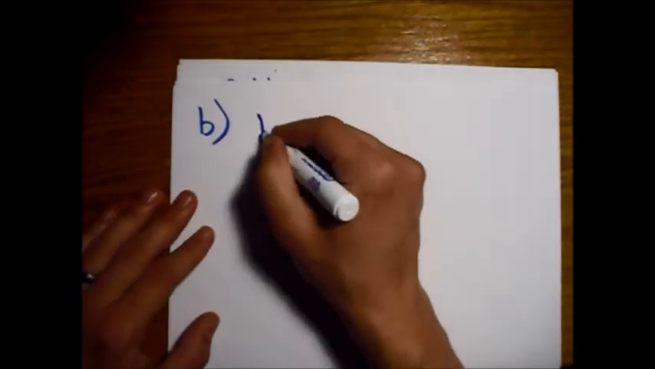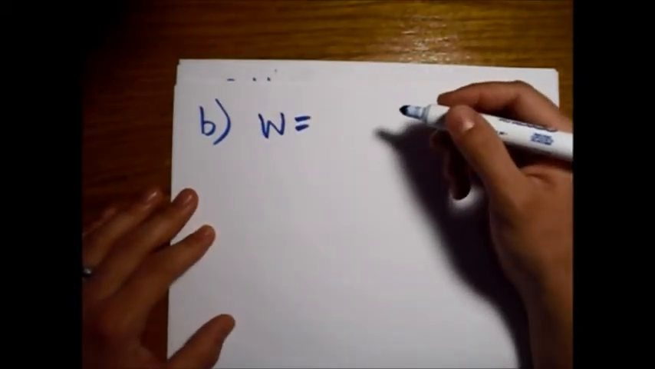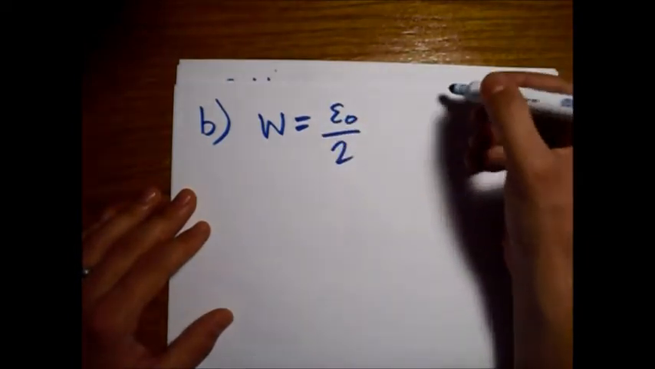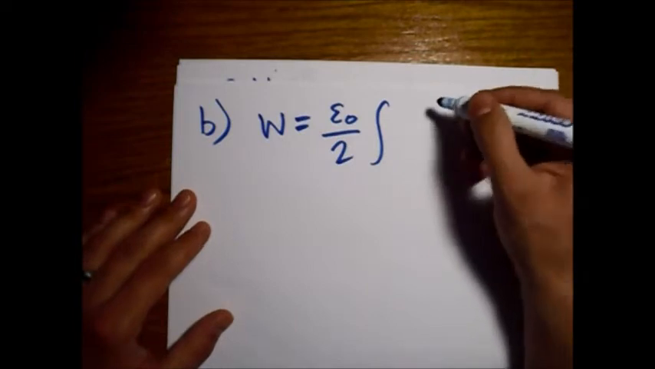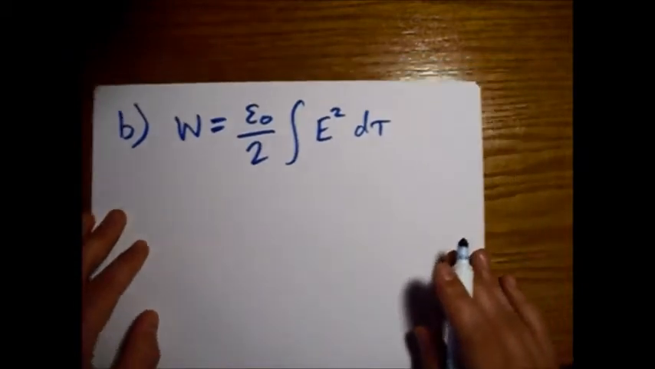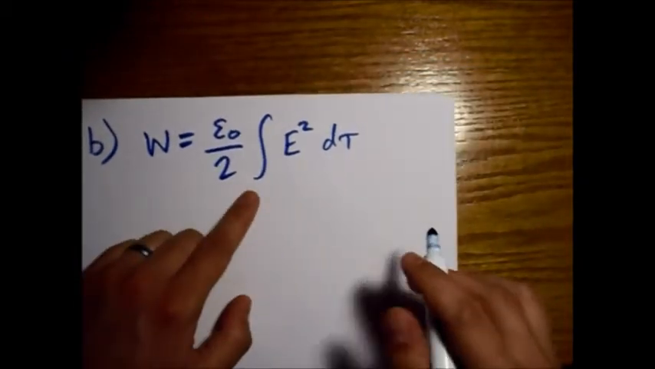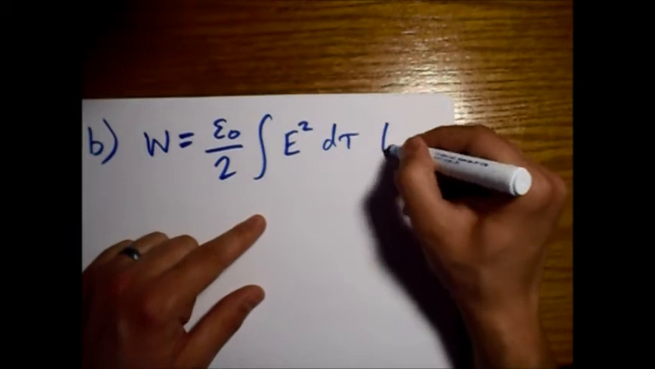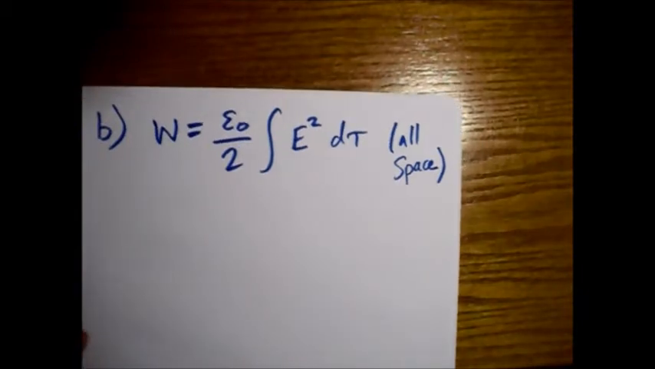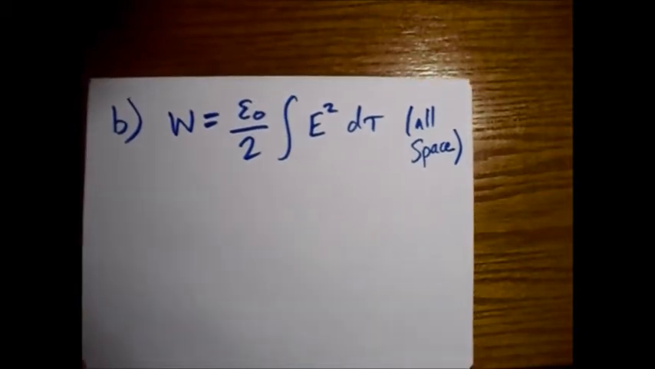All right, so for part B, we're going to be using the equation 2.45. Write that here at the top. So we have an epsilon naught over 2, and then an integral of the electric field squared, and then d tau, which we use for our differential volume element. And we have to remember that this is over all space. Okay, we can see that right from the equation in the book, equation 2.45.